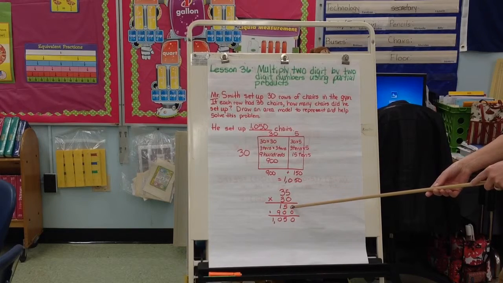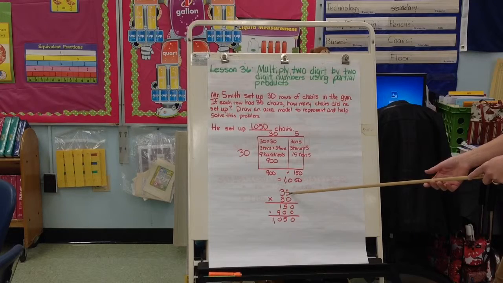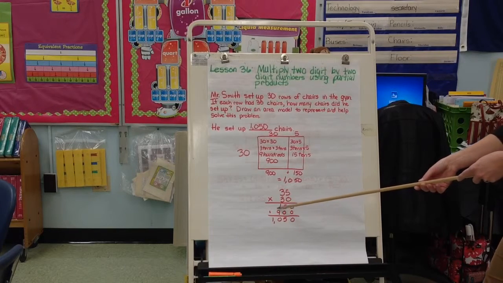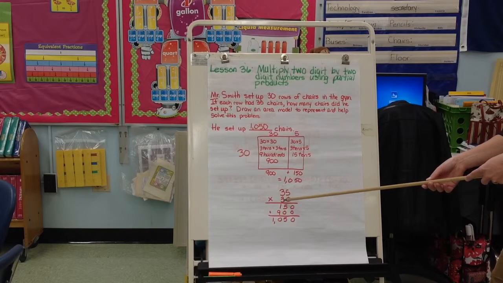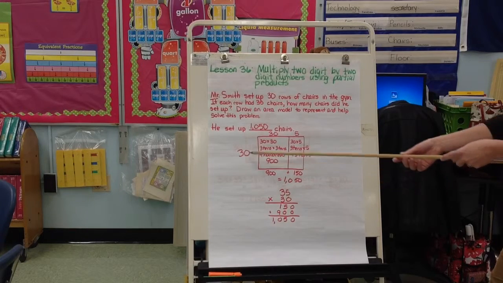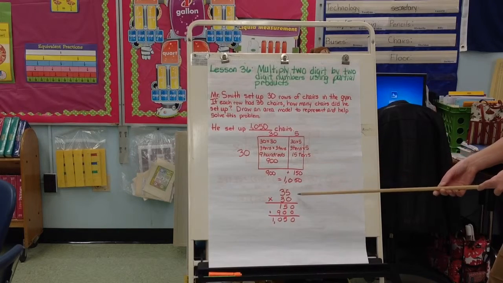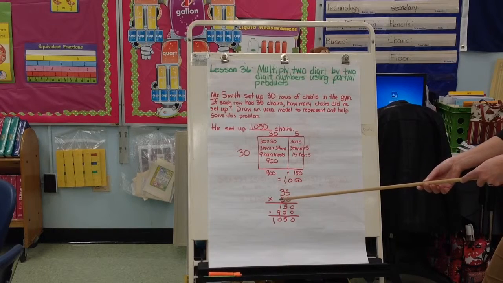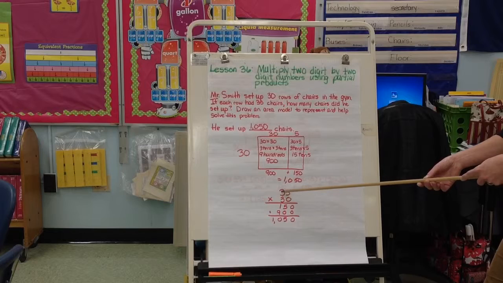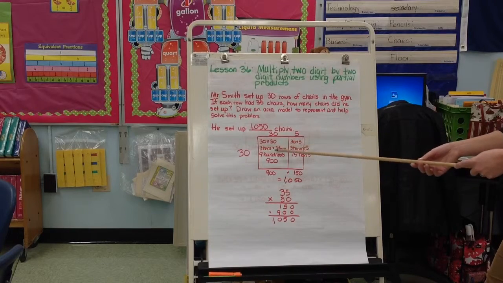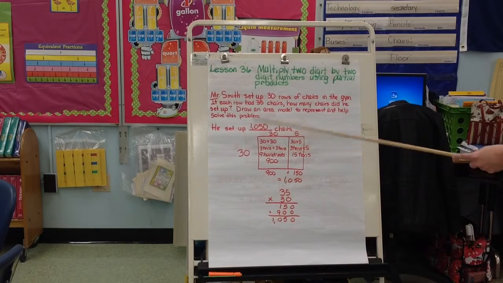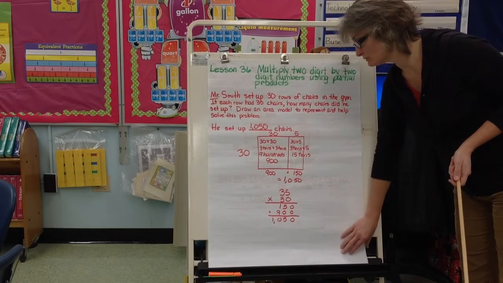If I use the standard algorithm for this, you're going to see I'm going to be multiplying 0 times 35. Well, that's going to give us 0. Okay? So here's our 150 right here, because we multiplied 30 times 5, that gives us our 150. In the second row, we have our 900, because then we're going to multiply 3 times 30, because remember we broke it down. And that gives us 900. When we add it up, we have 1,050. So he set up 1,050 chairs.